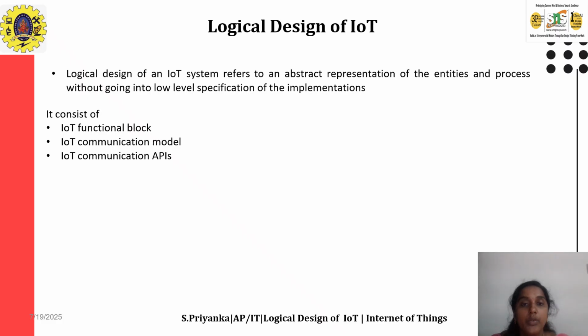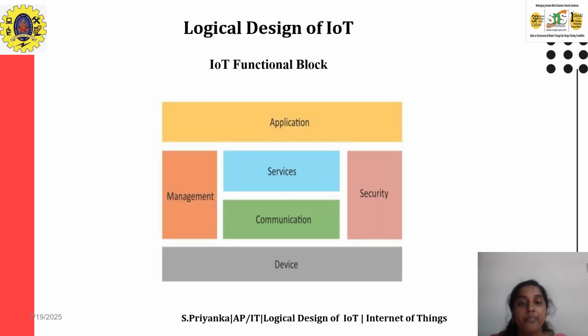Logical design of an IoT system mainly refers to an abstract representation of entities and processes without going into a low-level specification and implementation. It mainly consists of IoT functional blocks, IoT communication models, and IoT communication APIs. First, let us see in detail about the IoT functional blocks.